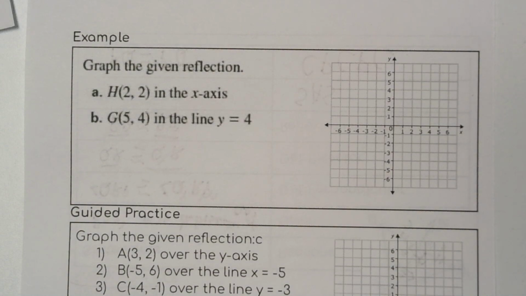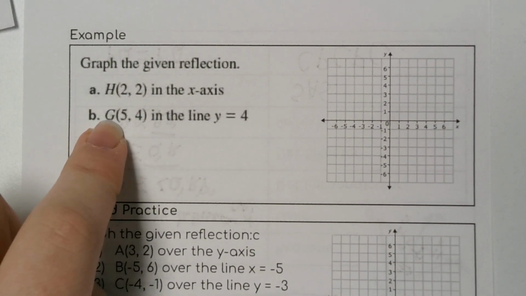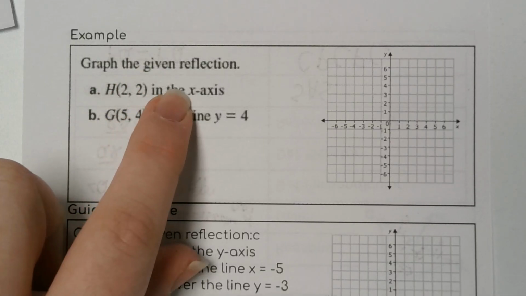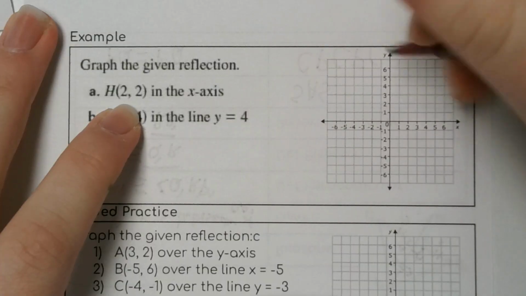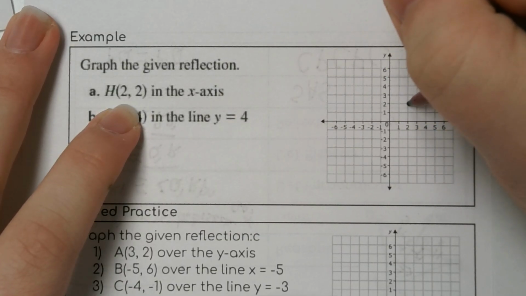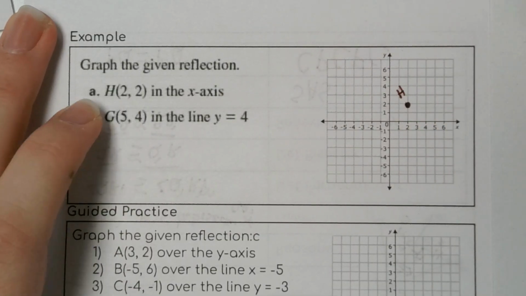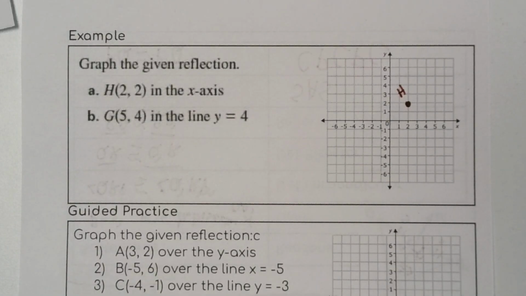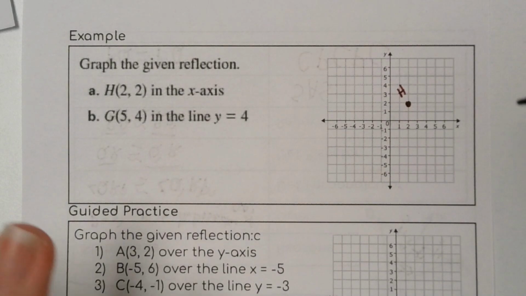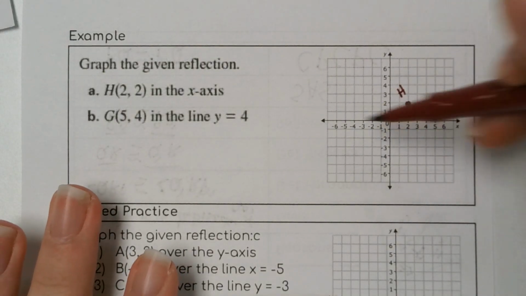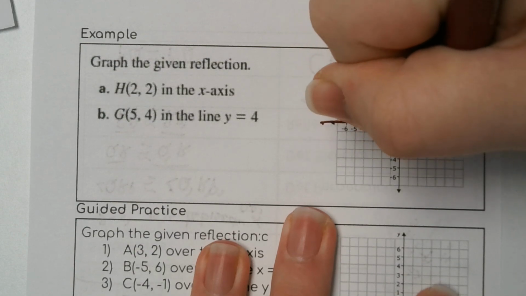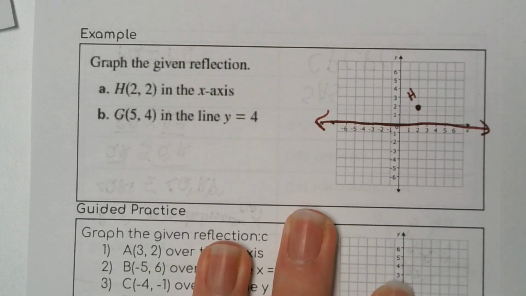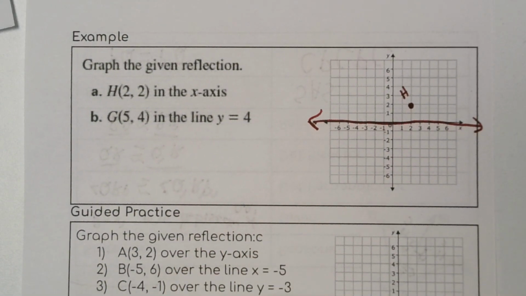So we are given these 2 points, and we're going to reflect those points. So H is at 2, 2. So we go to 2, 2. This is our H. It tells us to reflect in the x-axis. Where's our x-axis? Is it the vertical one or the horizontal one? Yeah, the horizontal one. So I'm going to draw the line that I am reflecting over. It's helpful, I promise you.